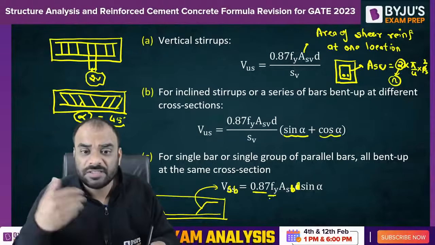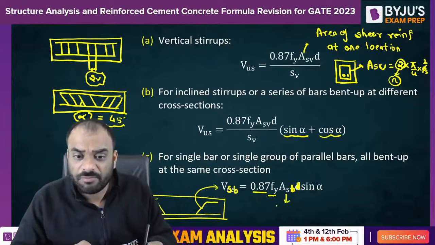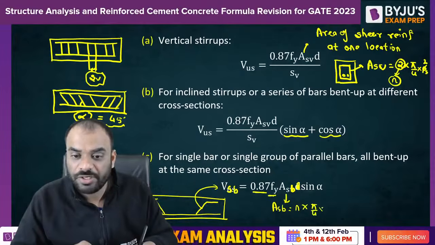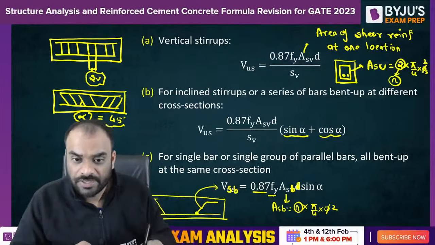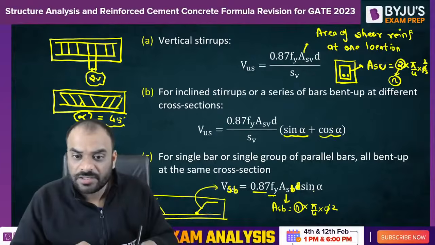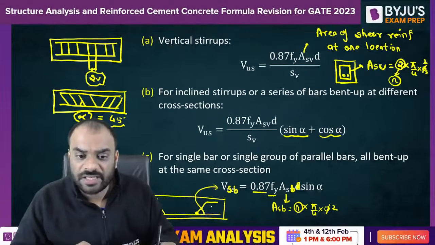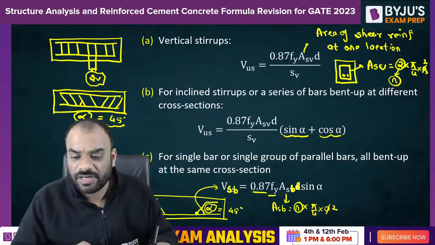So what is ASB? ASB is nothing but the area of the number of bent up bars which you have considered. So ASB can be written as n into pi by 4 into phi square. So n is nothing but the number of bent up bars at the one location, right? Okay. And sine alpha is what? Alpha is again the angle with respect to horizontal. If it is not mentioned, again consider 45 degree as an angle.